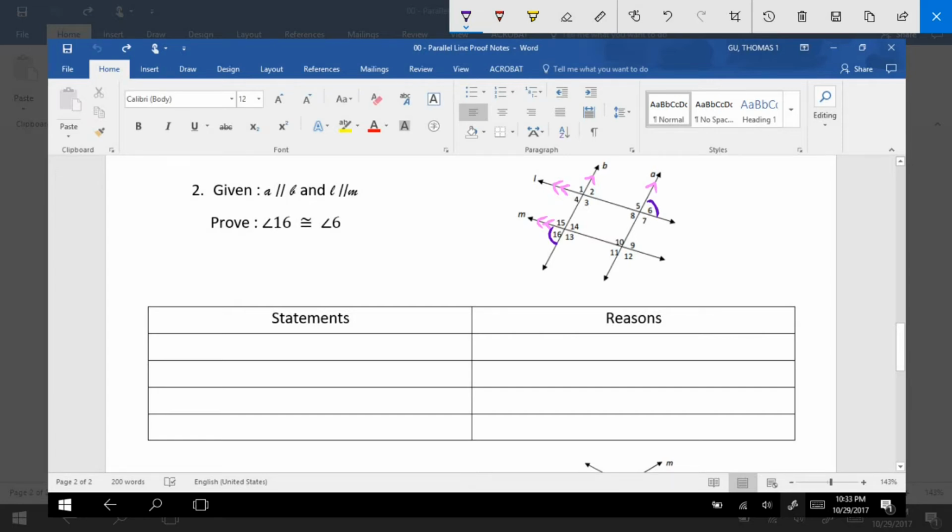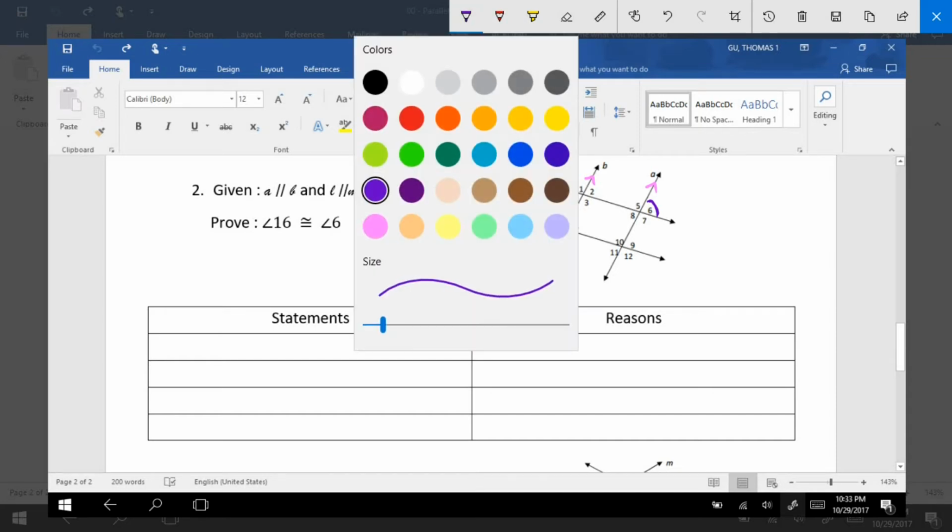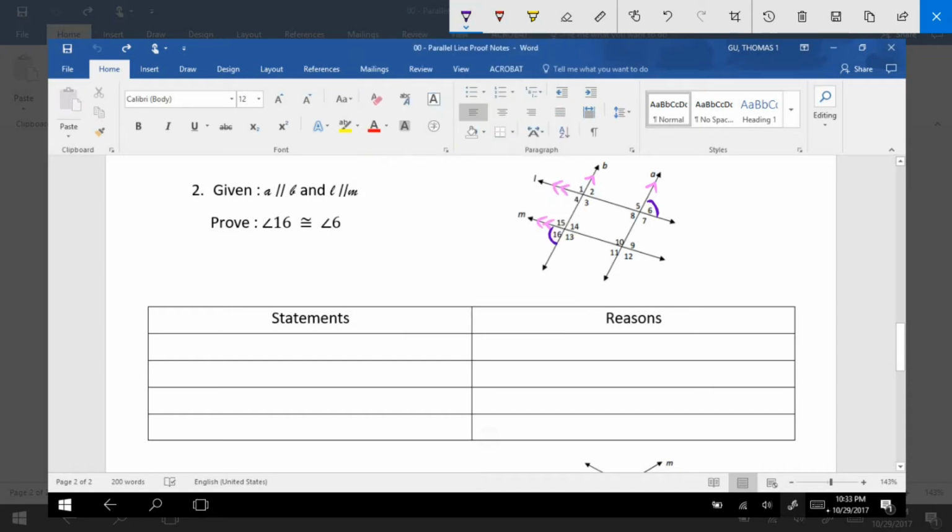So, in the first box, what are we going to write? It's always going to be the given. So, A is parallel to B, and L is parallel to M, and that is given. Let's go ahead and write our last statement. 1, 2, 3, 4. Last statement is going to be angle 16 is congruent to angle 6. All right, so let's get started. First of all, remember we're going to have to be dealing with 16 and 6. So let's just start with 16 because that's the first thing that was given.